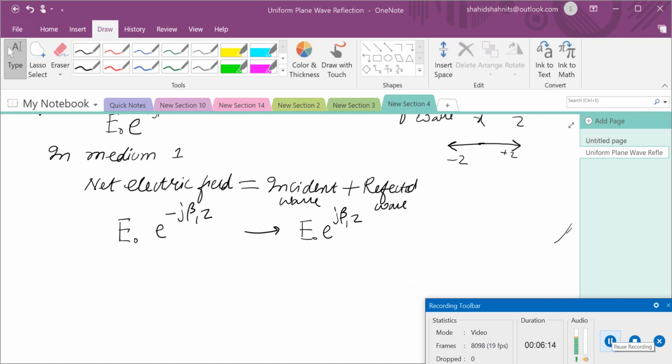Now, that is the perfect reflection case, and there is another case. Suppose you are passing light through glass where there is no reflection at all. In that case, when the incident wave is this, the reflected wave will be 0.